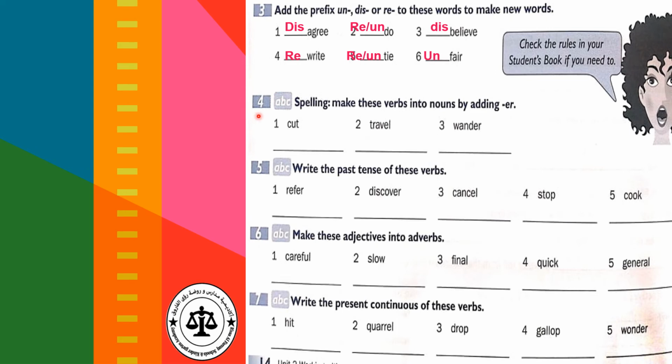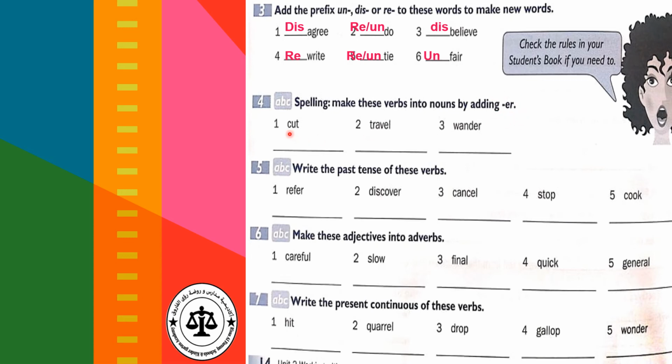Number 4. Spelling. Make these verbs into nouns by adding er. So, cut, travel, wander are verbs. We want to change these verbs into nouns by adding er, and this is the suffix.